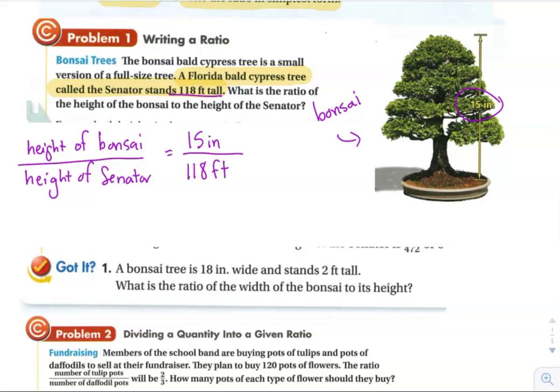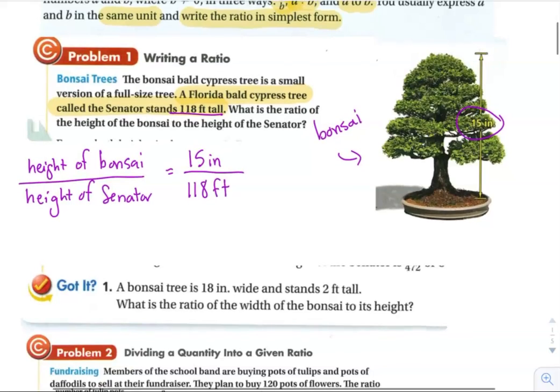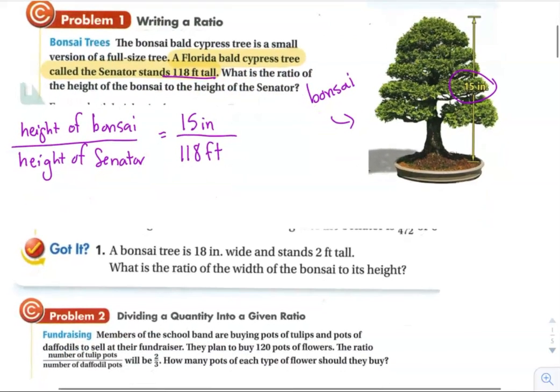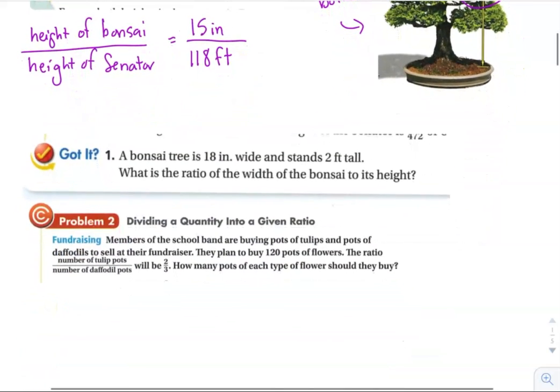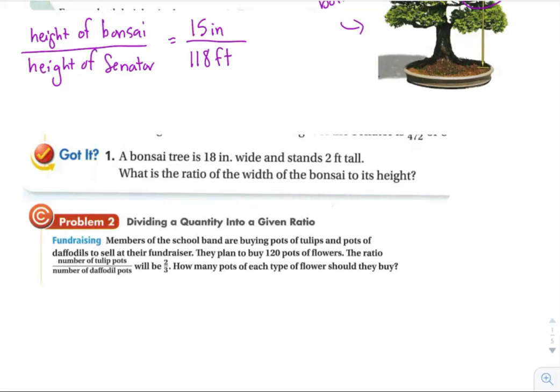So based on what we did before, that's not wrong. I could say the ratio is 15 inches to 118 feet, but it's typical to see the ratio in the same unit, and to write it in the simplest form. So let's go ahead and practice that. A few different ways I could change this ratio. I could divide 15 by 12 to get the amount of feet it is. But notice that's going to give us a number less than 1. And let's try to keep our numbers as whole numbers in our ratio.